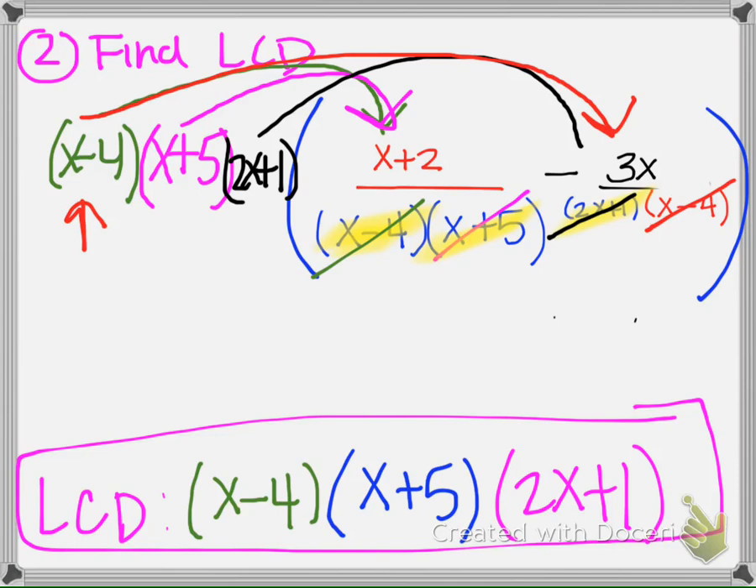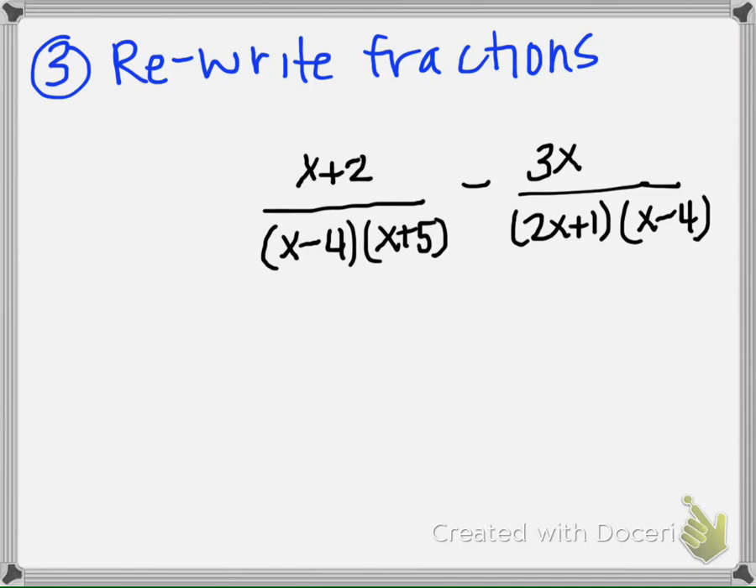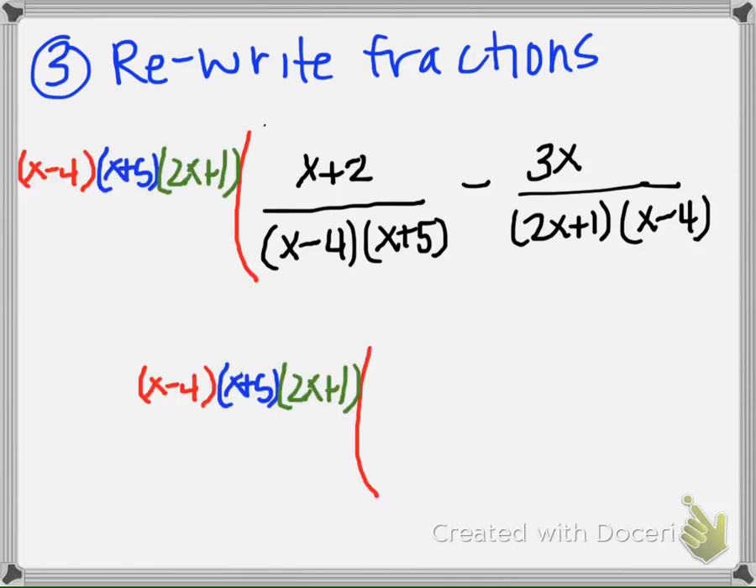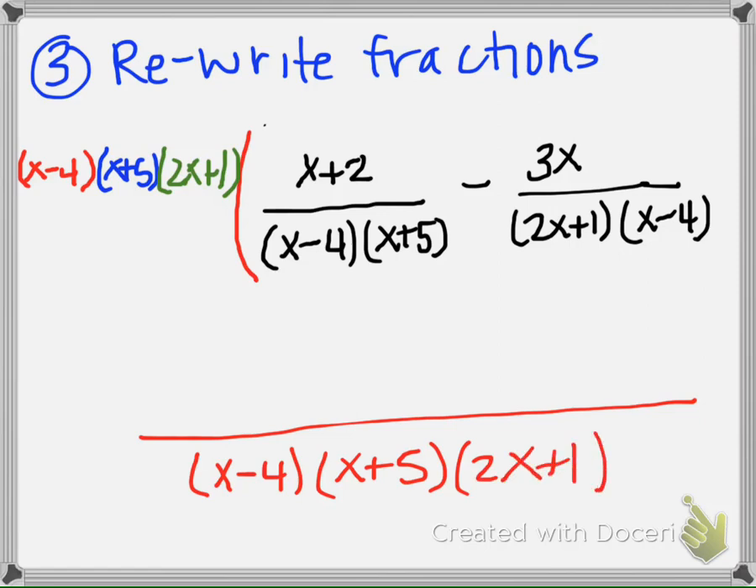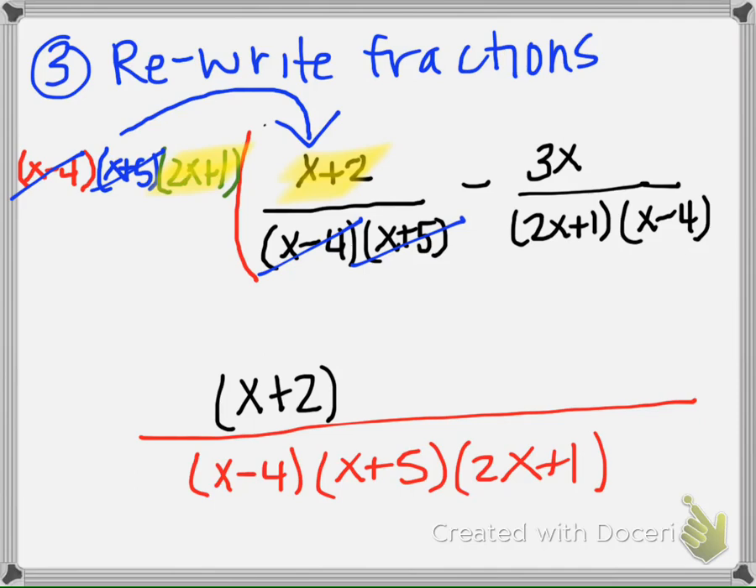Alright, now that we have our common denominator, we need to rewrite the fractions with it. So we're going to write our fraction with our common denominator, and think about if we distributed this to this fraction here. The x minus 4 is going to cancel with the x minus 4, the x plus 5 with the x plus 5, but what we need is this 2x plus 1 multiplied by this x plus 2. It doesn't matter what side the 2x plus 1 goes. We could put it here, or we could write it where I put it there.